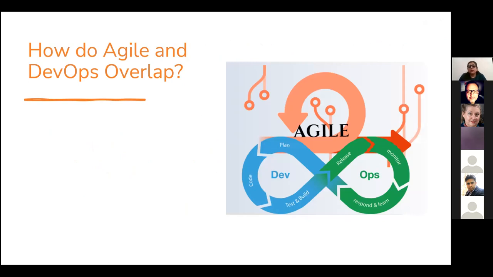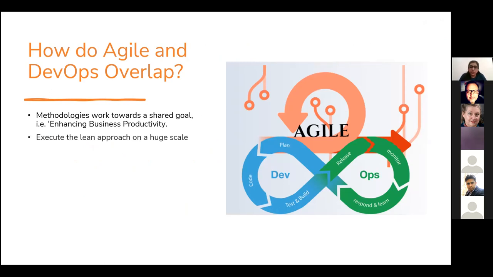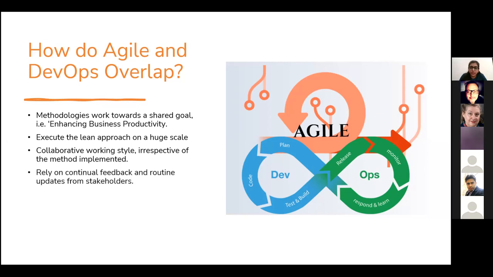Now let's see what the common points between DevOps and Agile are. Both methodologies work towards a shared goal, that is enhancing business productivity. They both have a lean approach on a huge scale. Both have a collaborative working style, irrespective of the method implemented. They both rely on continual feedback and routine updates about the work in progress, from internal or even external stakeholders.